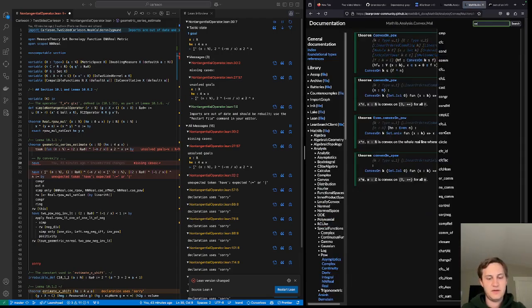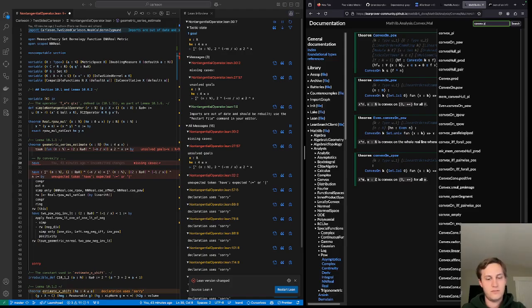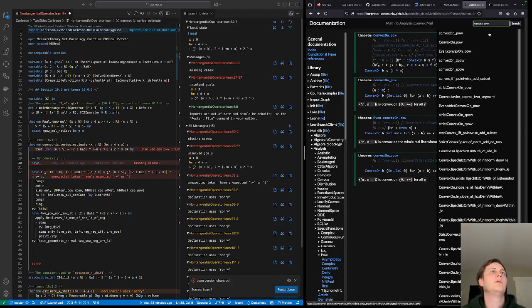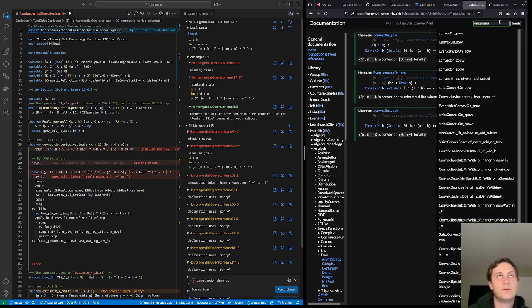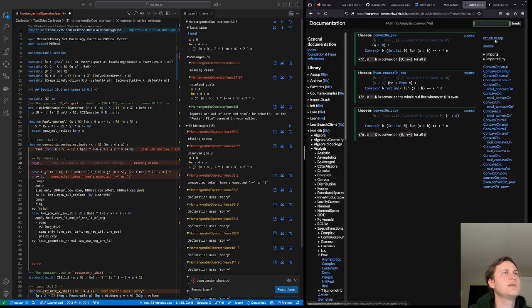Was there something that I missed? Convex POW? Convex on, convex on, convex on. Okay. Let me try and delete this. What is this? X to the n.